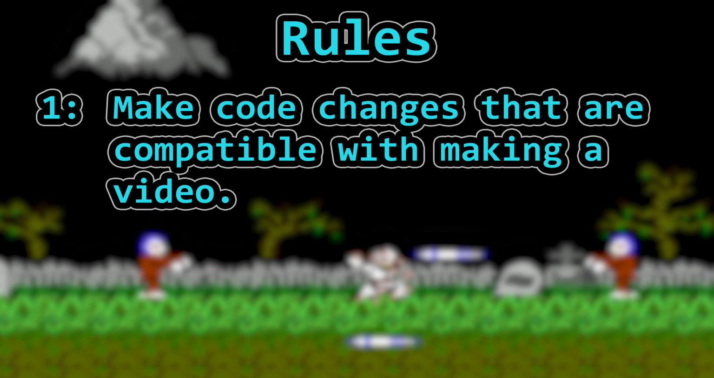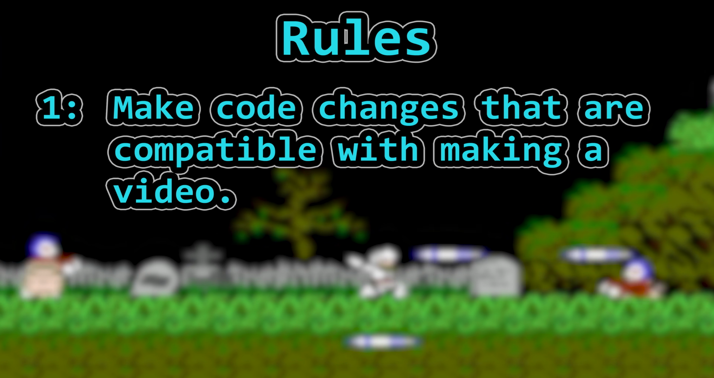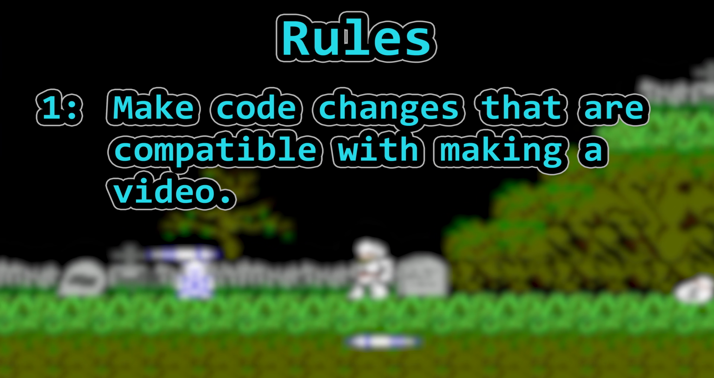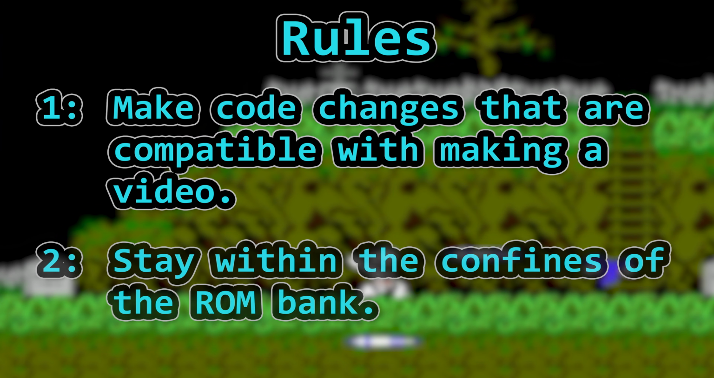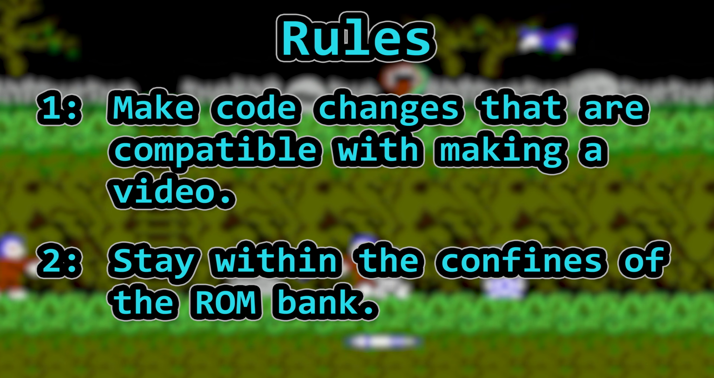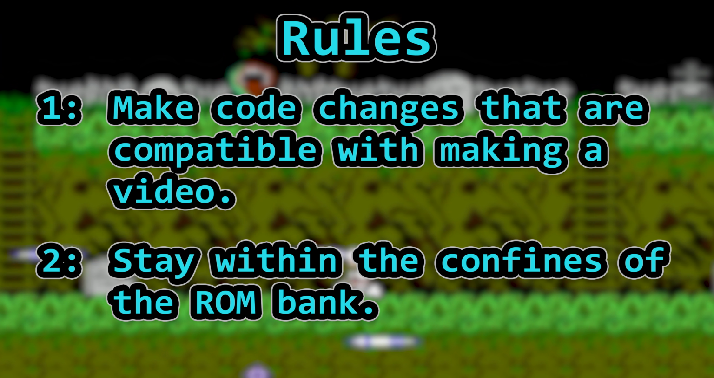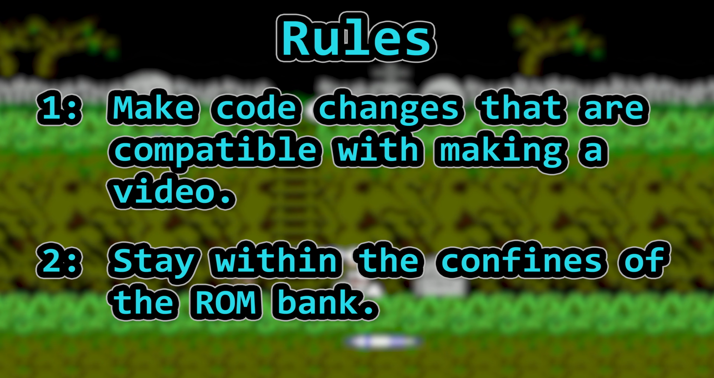Alright, now I have two self-imposed rules for these changes. Number one, make code changes that are compatible with making a video. Maybe we don't select the best code to modify or write the best code to replace it, but the changes are easy to follow. Number two, stay within the confines of the ROM bank. Whatever bytes we have available in the bank are the bytes we can change for the code. No larger ROMs, new mappers, or anything of that nature.